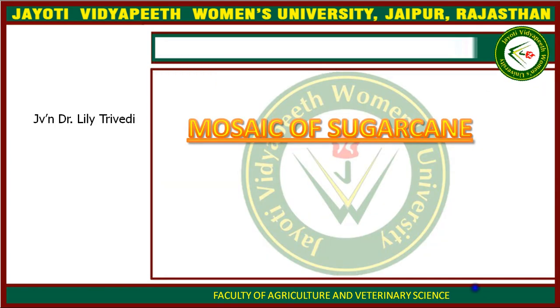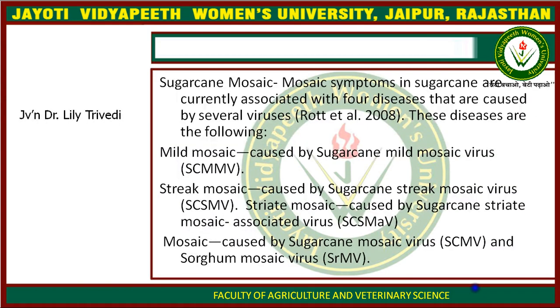The second disease which we are going to study is mosaic of sugarcane. The sugarcane mosaic symptoms in sugarcane are currently associated with 4 diseases that are caused by several viruses. These diseases are the following: the mild mosaic caused by sugarcane mild mosaic virus SCMMV, the streak mosaic caused by sugarcane streak mosaic virus SCSMV, striate mosaic caused by sugarcane striate mosaic associated virus SCSMAV, and mosaic caused by sugarcane mosaic virus and sorghum mosaic virus.